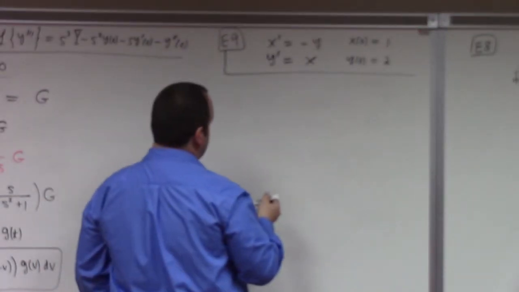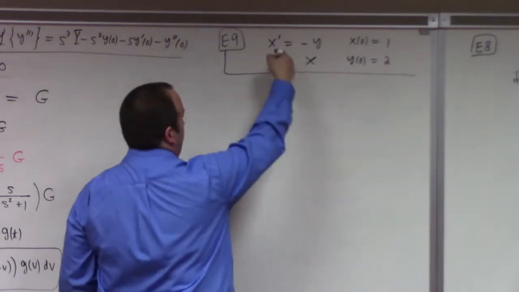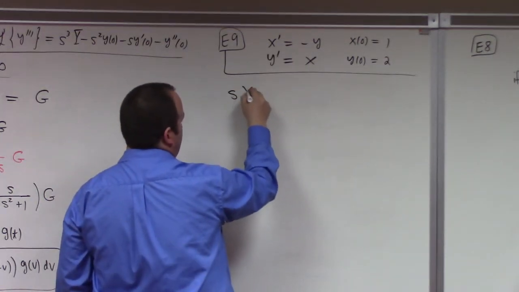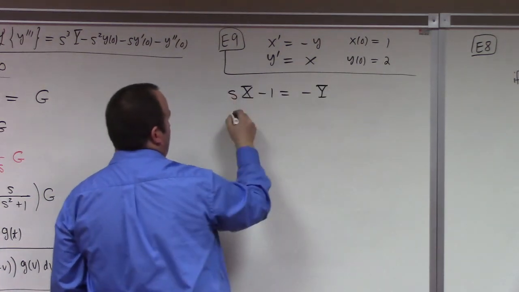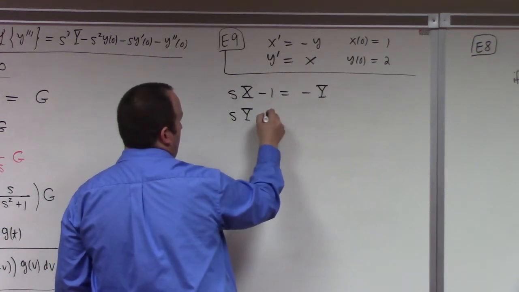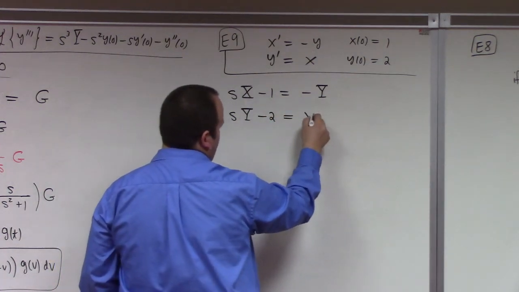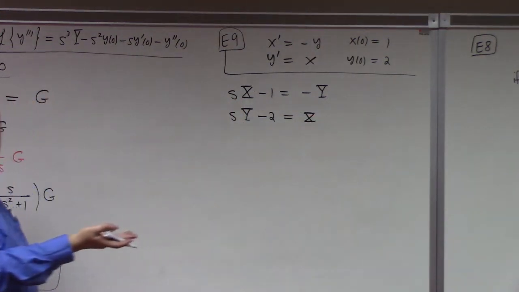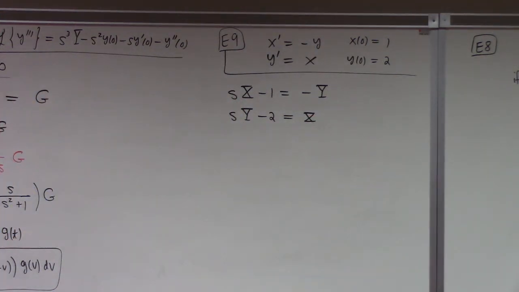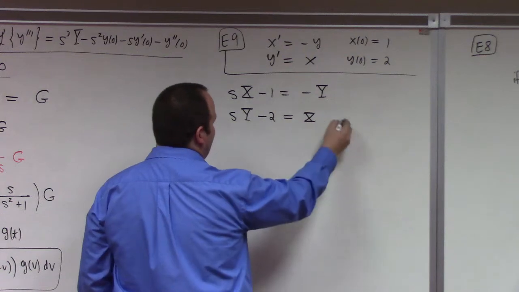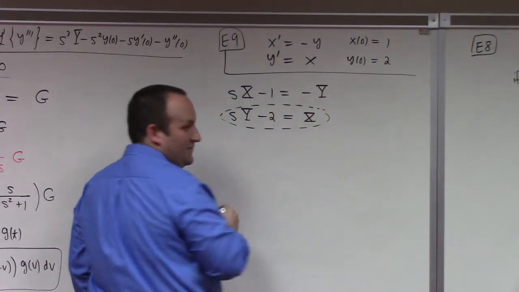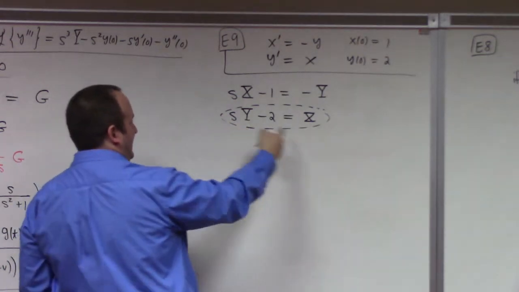So take the Laplace transform. We get s big X minus 1 equals minus big Y. This gives us s times big Y minus 2 equals big X. Wasn't bad, was it? Now we have two equations and two unknowns, so we just have to solve for big X and for big Y. So you've got to do some basic linear algebra. I kind of like this one, it's easy to solve for X there. So maybe we can take that and substitute in the first one.